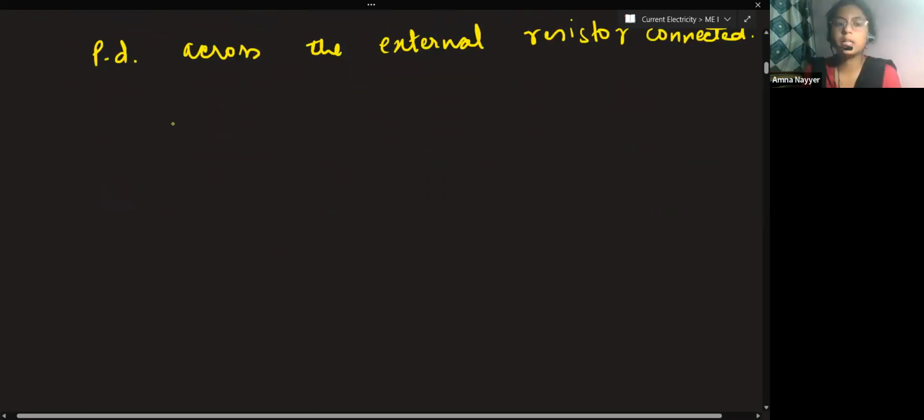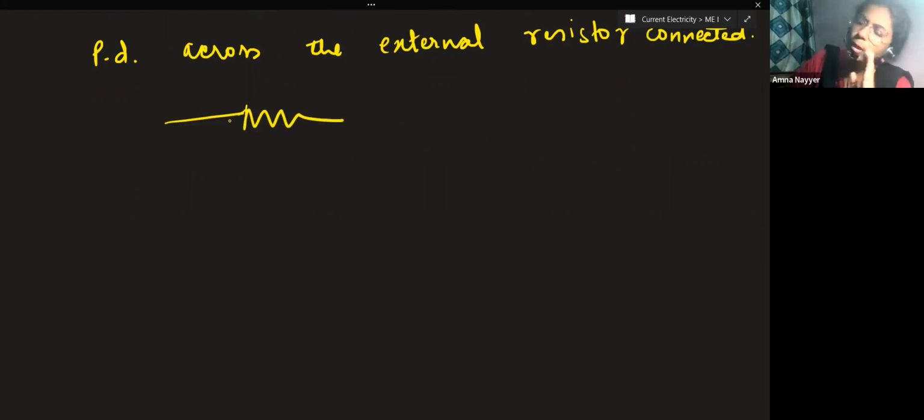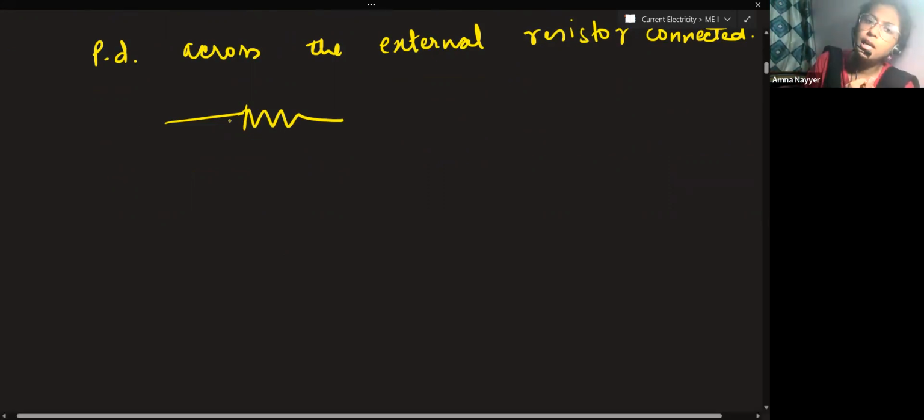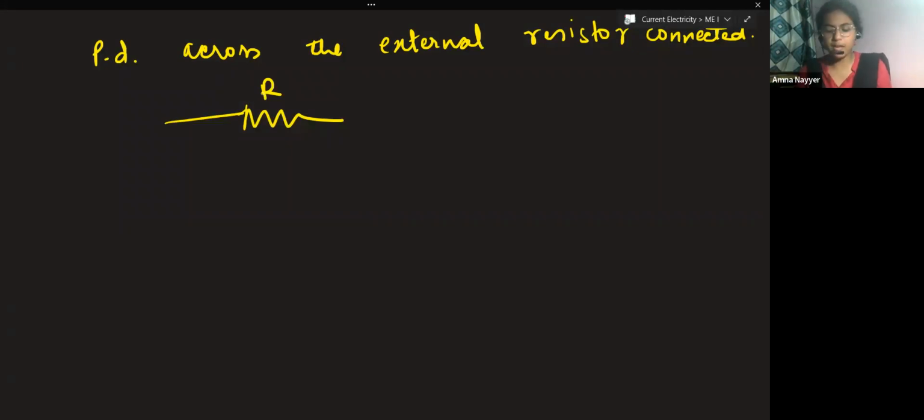If this is a circuit, there are resistors present. Now, how to find the equivalent resistance if more than one resistor is connected? That we'll see: series and parallel combination of resistors. We have a full lecture on that, so we'll see that. But right now, just focus: if this is an external resistor connected. Now, what is meant by external resistor? External resistor means, for example, this is a wire that I have.